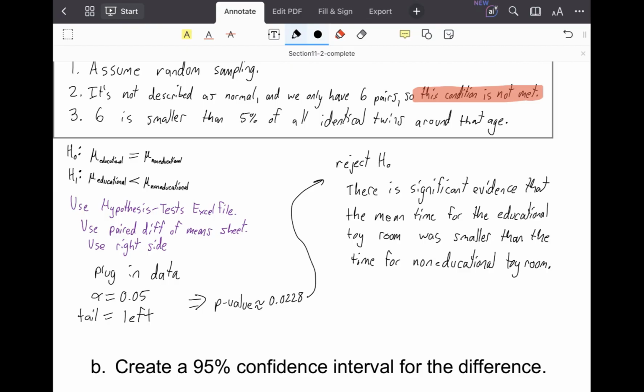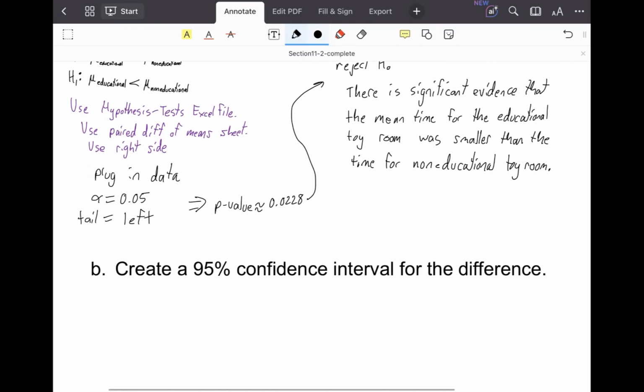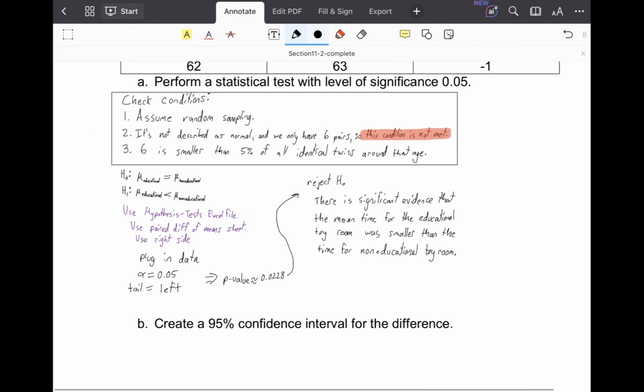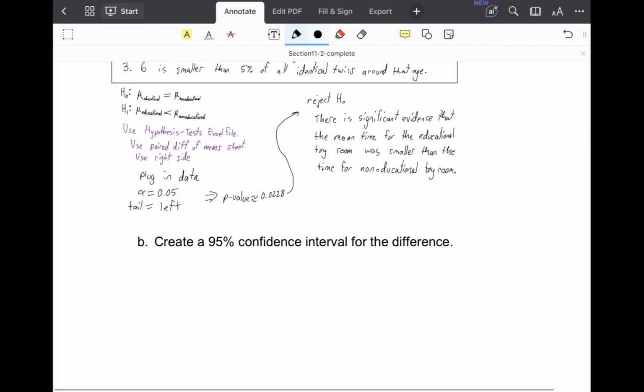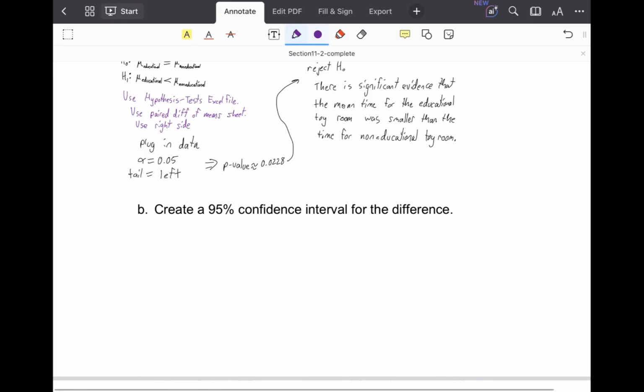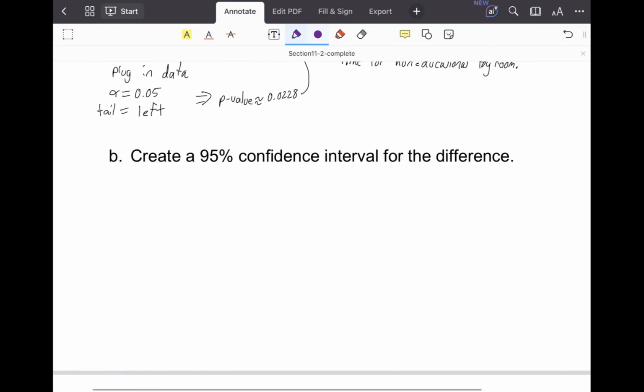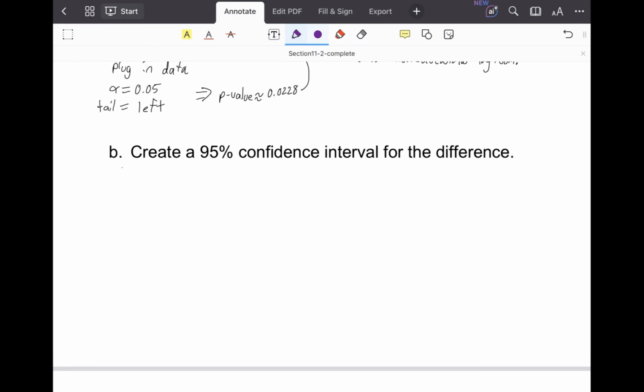Okay, now the next thing that we're going to do actually demonstrates a point that's super important. When we read this statement here, we think, oh, okay, significant evidence. But when we make a 95% confidence interval, we're going to see that this difference is not very big. And this is kind of a way that you can maybe manipulate the conclusion.